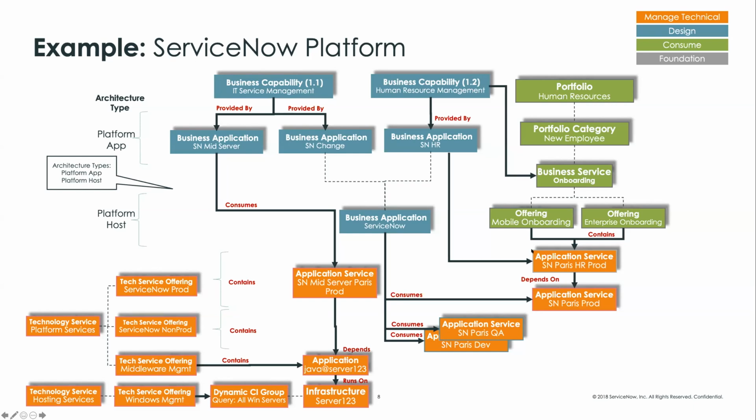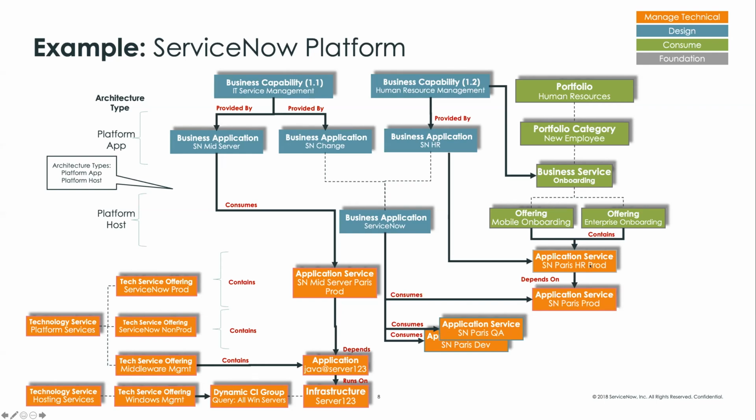As we move up in the green section, as we build out for Paris, ServiceNow Paris HR Prod, then we've got what is the business that utilizes that. So we've got mobile onboarding, enterprise onboarding, part of overall onboarding, which is part of new employee and human resources. As you see here in the green section, we're not actually referencing technology. So about the technology is really the people providing it, and the green from the business services is really how does the business use that technology?